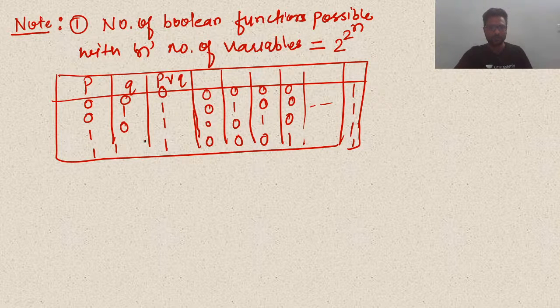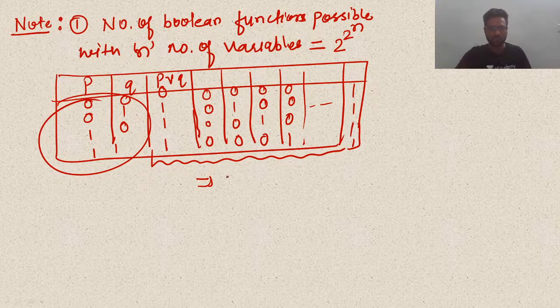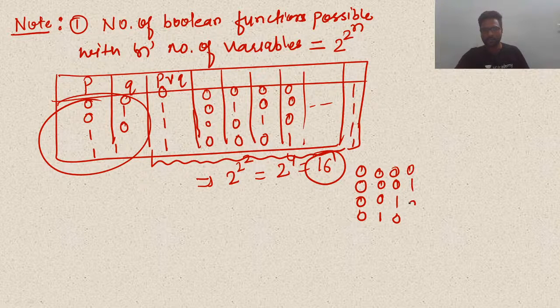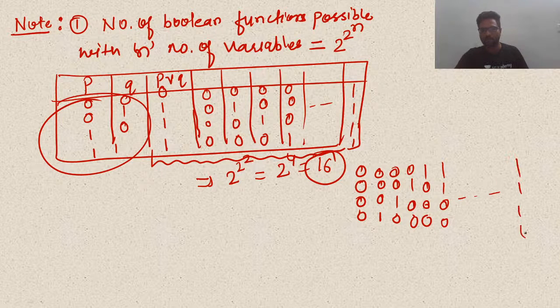So how many functions will these be? In this case, it is 2 raised to power 2 raised to power 2, that is 2 raised to power 4, which is 16 functions. You can count easily: 0 0 0 0, then 0 0 0 1, then 0 0 1 0, then 0 1 0 0, then 1 0 0 0, then 1 1 0 0, and so on up to 1 1 1 1. Can we say that or not?